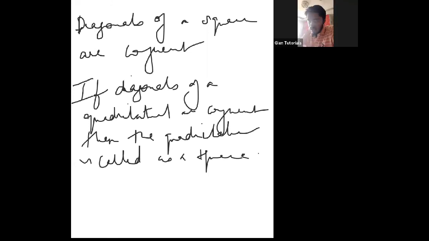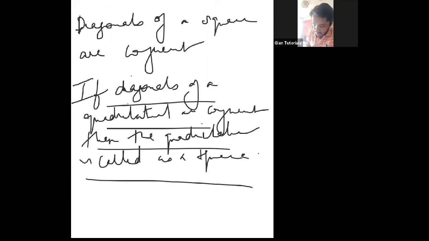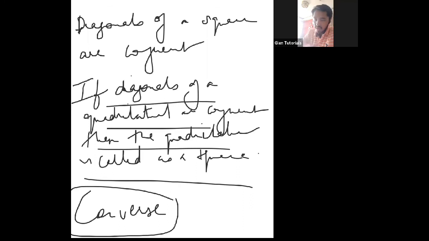Okay. Now, always remember, the if-then form is always called the converse of any theorem. What is the meaning of converse? It is like changing active voice to passive voice without changing the meaning. So for the converse of the theorem, you will always have the if-then form of statement.